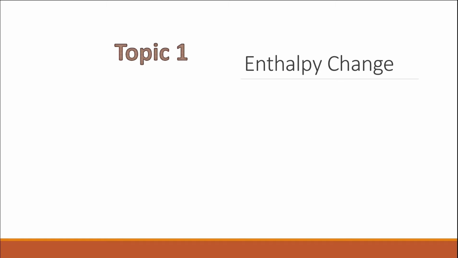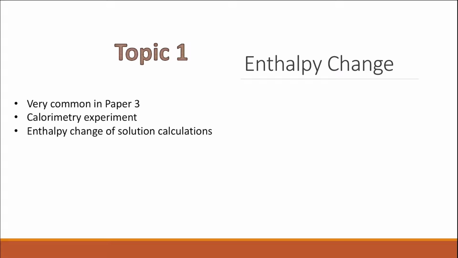So what are the most common topics in paper 3? First topic is enthalpy change. So it's very common in paper 3. Usually there is a calorimetry experiment either to calculate the enthalpy change for combustion or enthalpy of the solution. And of course, that will depend on what came in paper 1. So if you had enthalpy of combustion in paper 1, it's not going to be in paper 3 and vice versa. And enthalpy change of solution calculation is one of the most common ones.